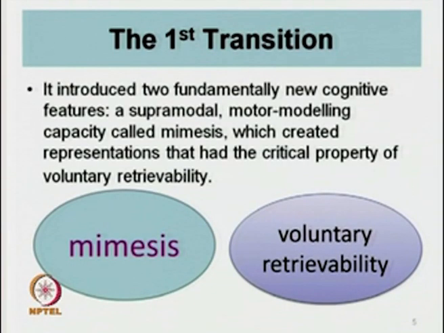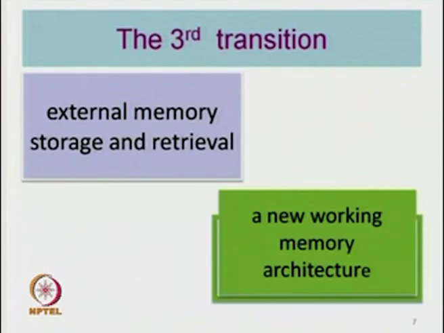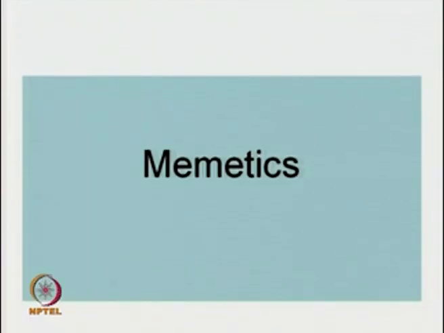And that is why we needed to look at these in the first place. The first transition is something we have already been through, so I will not look at this slide. This is the second transition, which gave us a capacity for lexical invention and a high speed phonological apparatus, and these were the 2 new features. And the third transition we call the external memory storage and retrieval system and a new working memory architecture, right. So, we are now going to look at memetics.